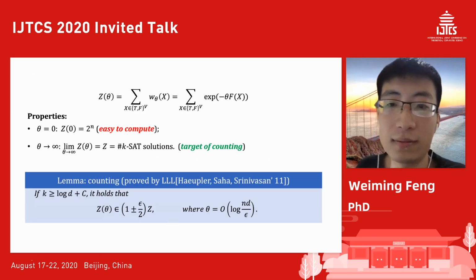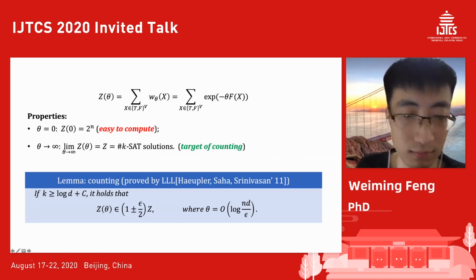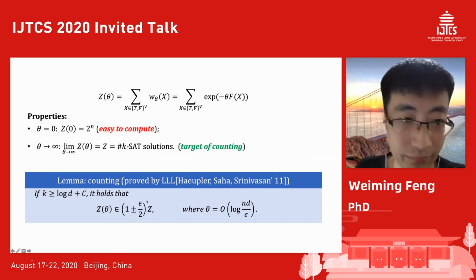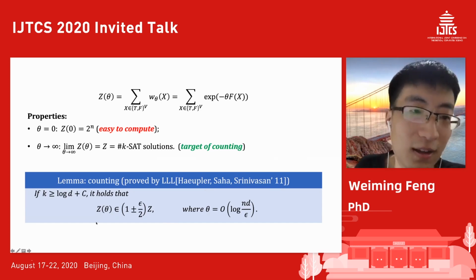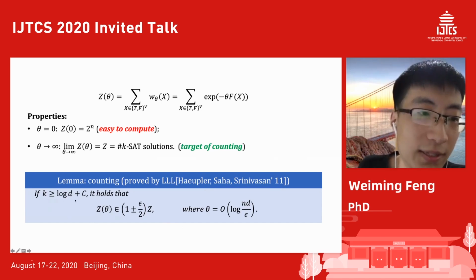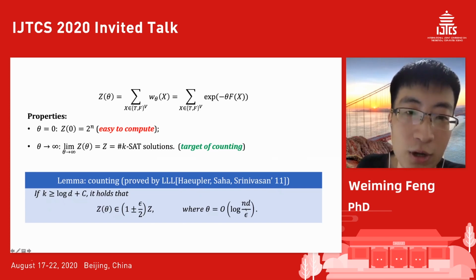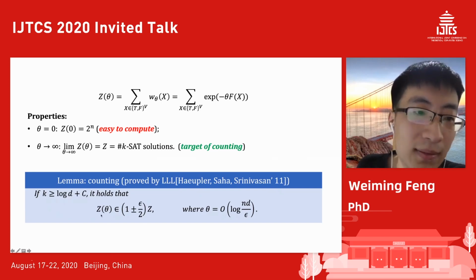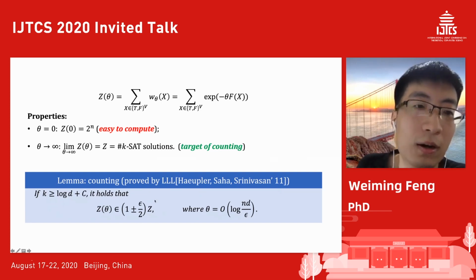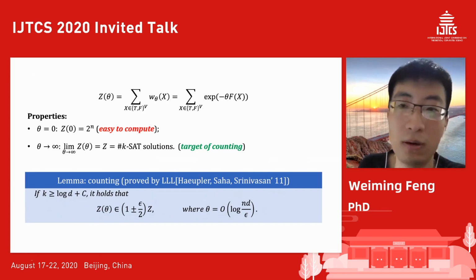We use the Lovász local lemma to prove the following result for counting. We show that if k is greater than log d plus a constant c, then if theta is O(log n), this Z(theta) already gives a good approximation to the number of solutions Z. So with this lemma, we want to approximate the number of solutions Z. We only need to compute Z(theta) when theta equals O(log n).